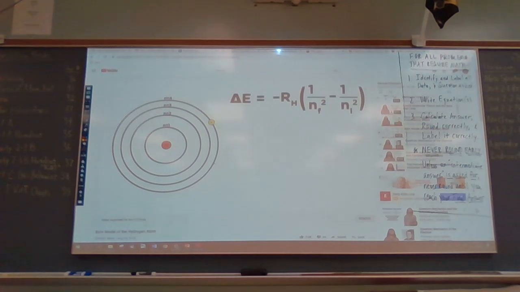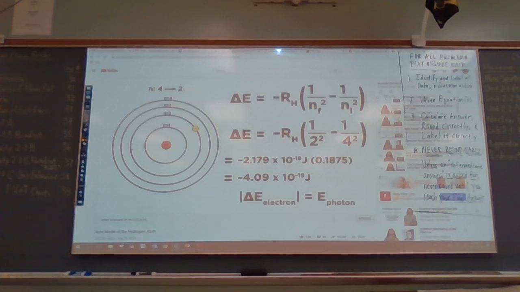Using this equation, we can predict the wavelength of the photon associated with any possible transition for the hydrogen atom. Take this transition, for example, from 4 to 2. Plug in where the electron starts and where it ends, and we get the change in energy of the electron, which equals the energy of the photon.